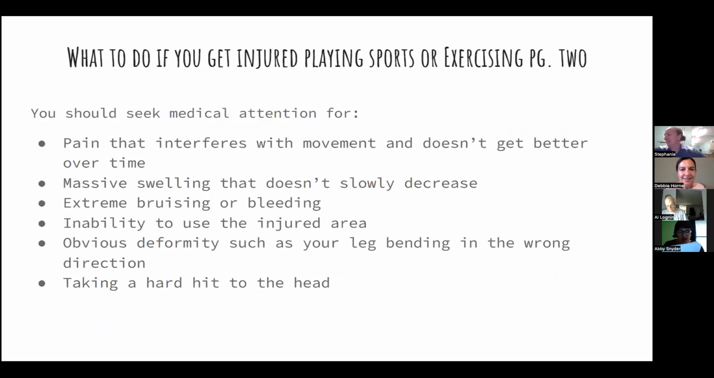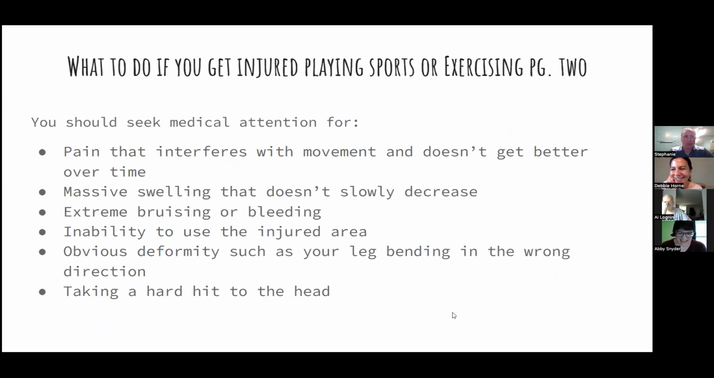And this just tells you when you should seek medical attention for the more serious injuries. I can attest to that because I've had to not do a lot with injuries. Yeah, absolutely, it's a great list. Some injuries will obviously be worse than others.